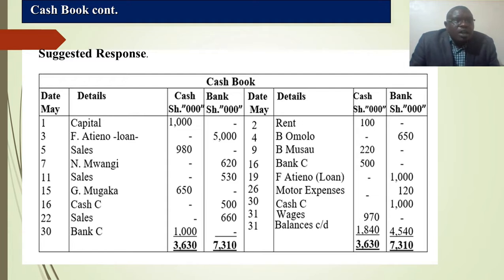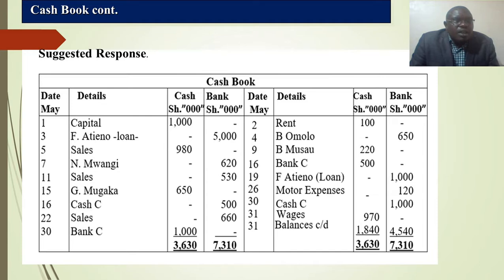Then on May 5th, we made sales of 980,000 Kenya shillings, and the amount was received in cash. So when the amount was received in cash, we record in the cash column. On May 7th, N. Mwangi paid us 620,000 shillings by check, meaning the amount is in the bank. So we go to the bank column, we record. We received the money, yes, but we received it by check. So the amount is in the bank. It is not available in cash. So we go to the bank column, we record.